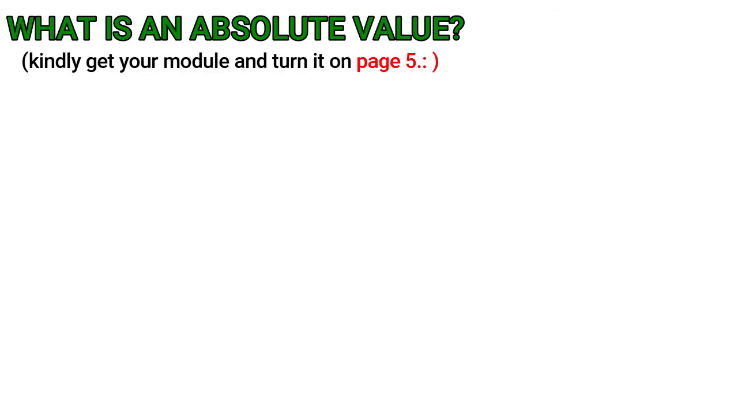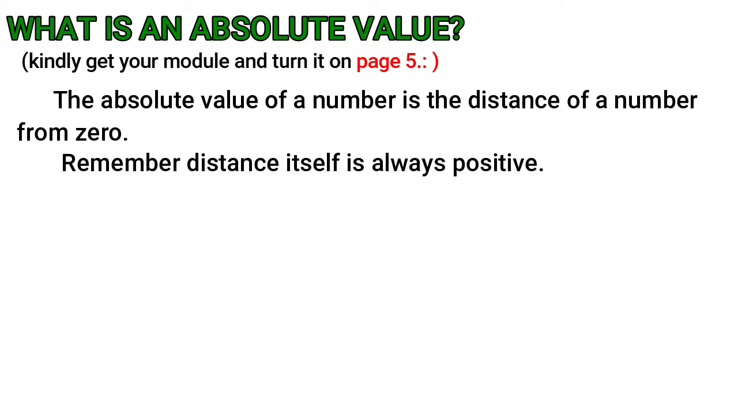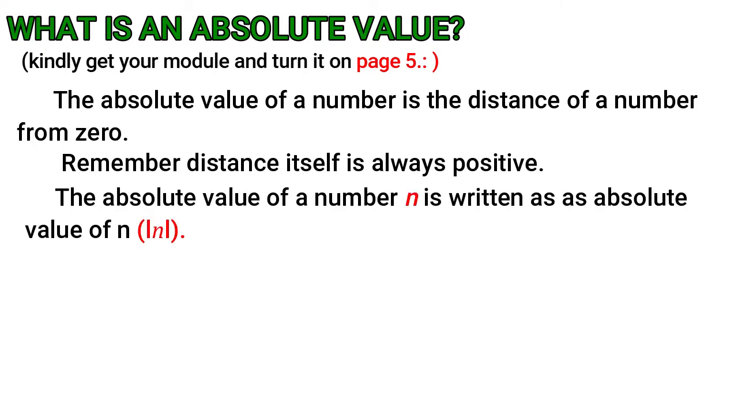But before we discuss the first lesson, kindly get your module and turn it on page 5. The absolute value of a number is the distance of a number from 0. Remember, distance itself is always positive. The absolute value of a number is written as absolute value of n.